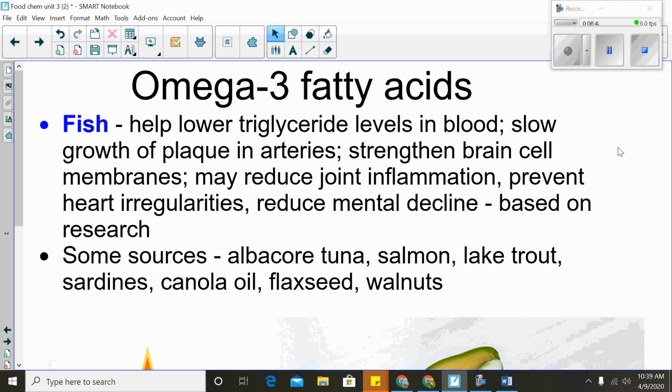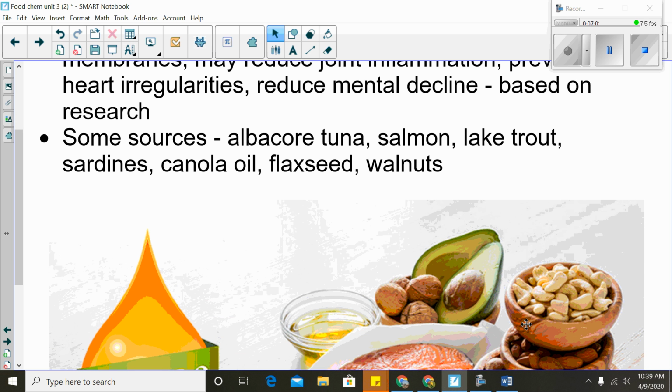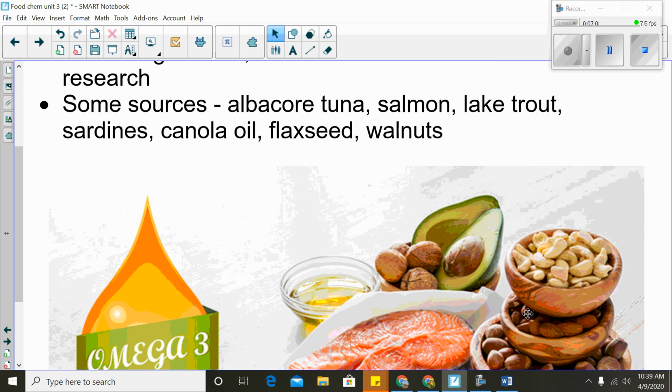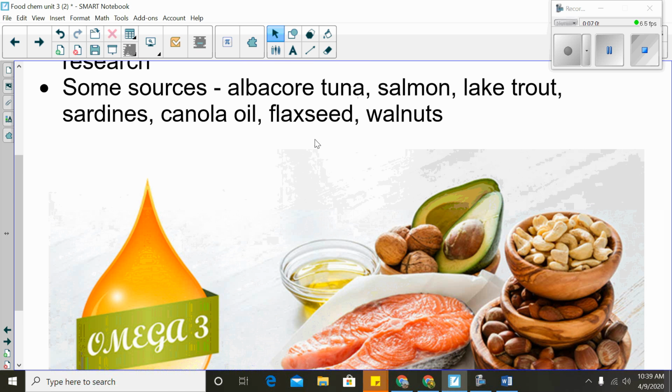And again, this is based on research. This is not a cure-all for everybody, but there's been some research that omega-3 fatty acids do help with these instances in the body. Some sources include albacore tuna, salmon, lake trout, sardines, canola oil, flaxseed, and walnuts. And if you don't know what a flaxseed is, you can get these in your spice section. I've actually added these to chocolate chip cookies, so they're a little seed, and they're good, just my opinion.